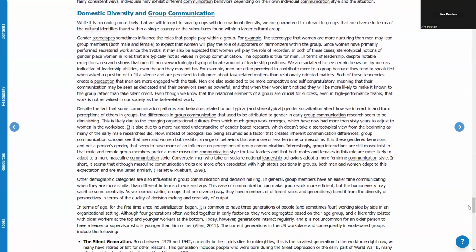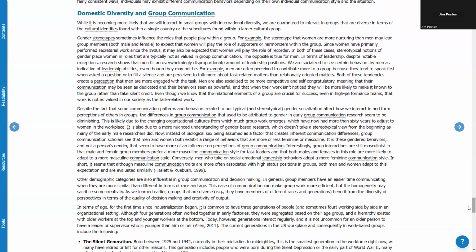Domestic diversity and group communication. While it is becoming more likely that we will interact in small groups with international diversity, we are guaranteed to interact in groups that are diverse in terms of cultural identities found within a single country or the subcultures found within a larger cultural group.